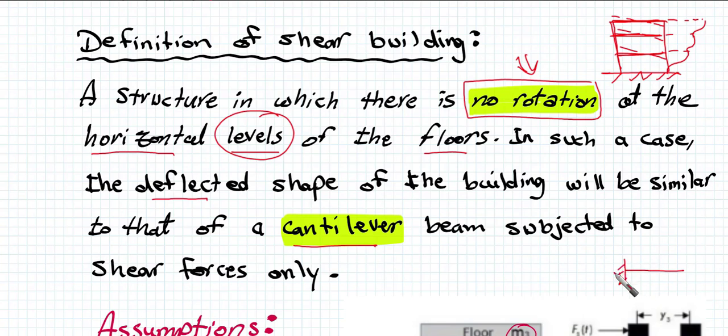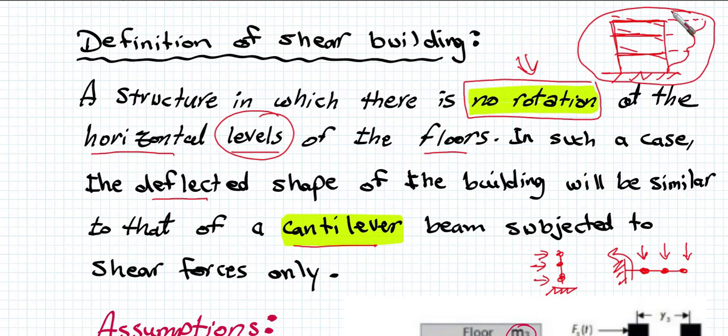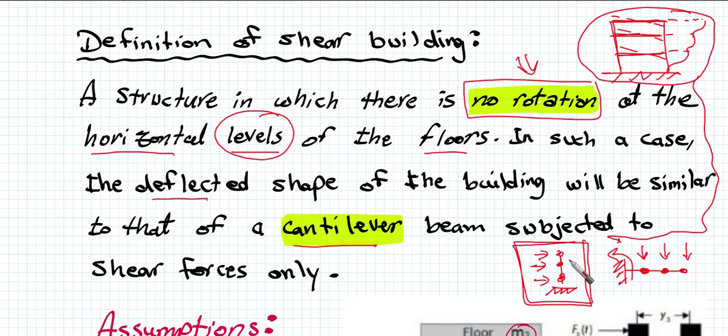Whenever we have a cantilever beam, consider it like this, with different masses, for example, subjected to vertical forces. You can just rotate it 90 degrees and put it like this, and you will understand that if we are presuming that this building is a shear building, then we can simply say that it can be represented this way, which is a cantilever.